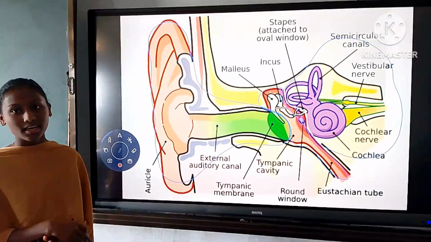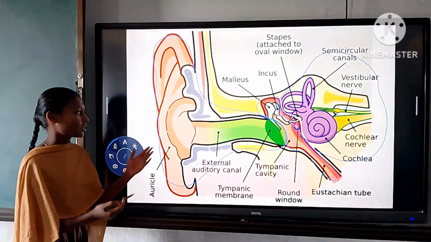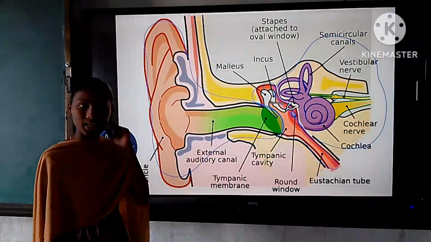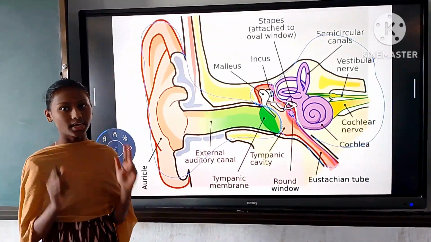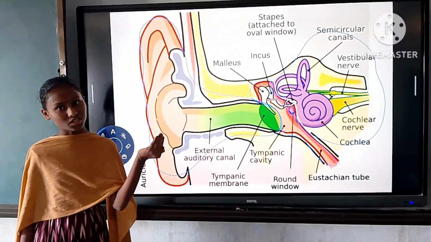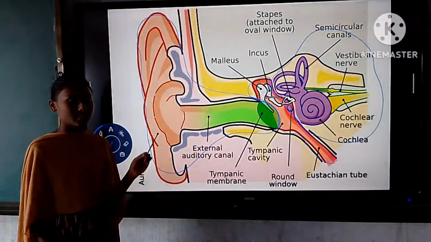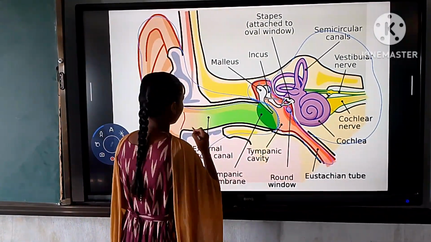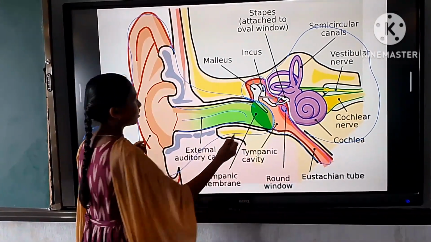Now we explain the external ear. The external ear is the visible part of the ear on either side of the head. It is a flap-like structure called the pinna. It leads to the ear canal. This is the ear canal.